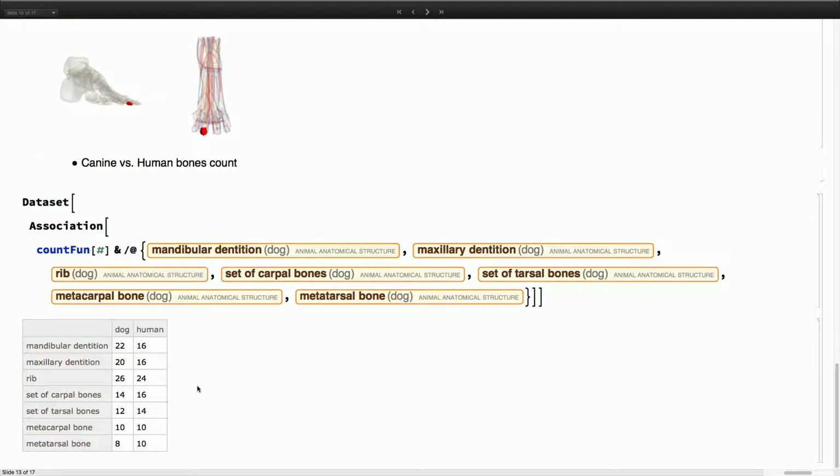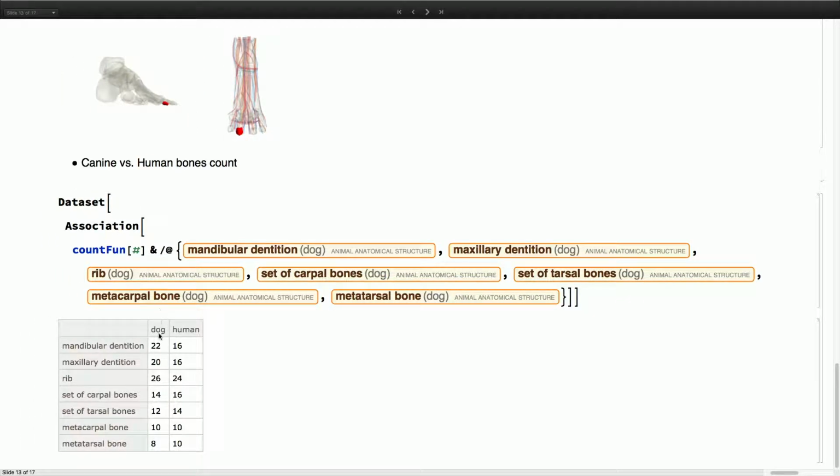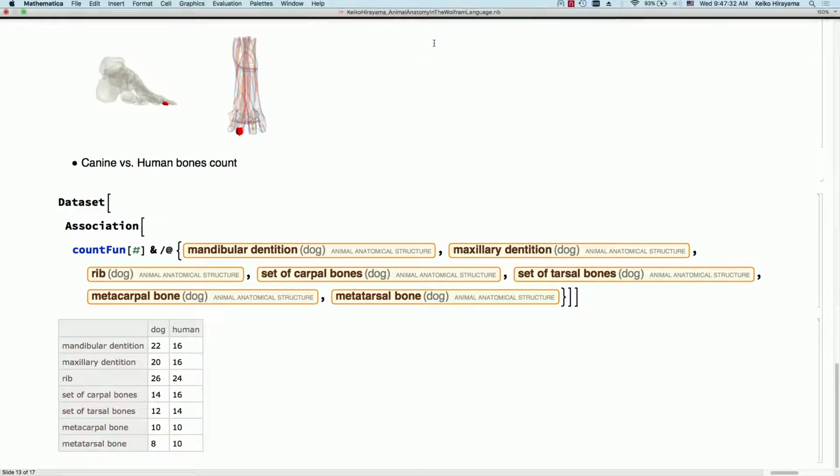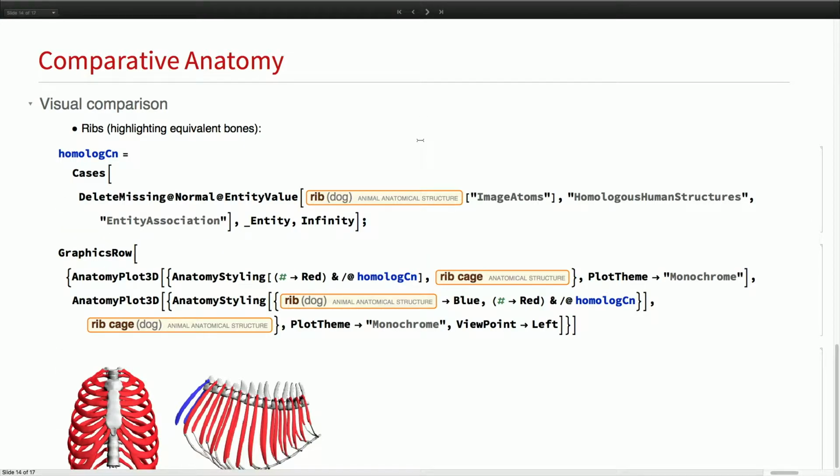In this table, we simply compare the number of bones, and we can learn here that the average adult dog has a total of 42 teeth. This is lower and upper teeth, while humans have 32 teeth, and dogs have 26 ribs, 13 pairs of ribs, while humans have 12 pairs. And the differences in those skeletal structures can be visually compared.